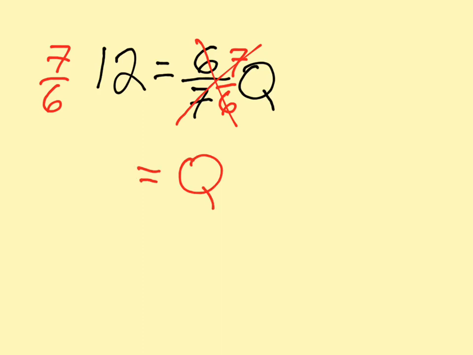And then 7/6 times 12 over 1. Well, that can be simplified. And so we get 14. Let's take a look at another problem. But they're all really pretty much the same.